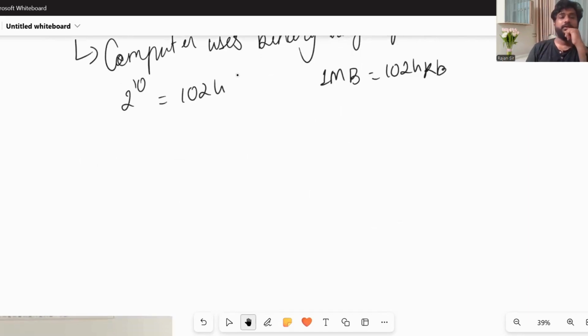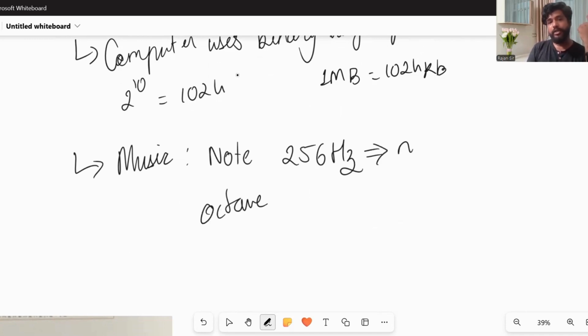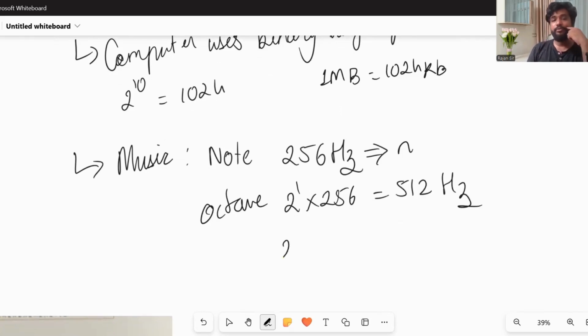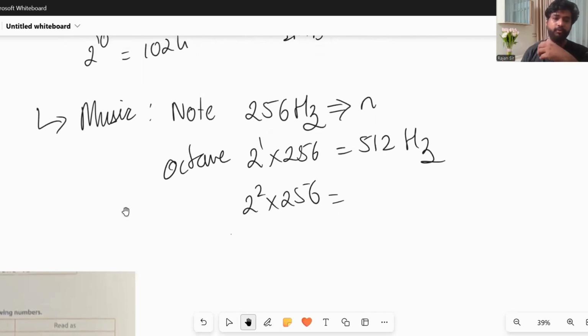If you see music also, music does the same thing. For example, if I have a note, let's say the C, the C is 256 hertz. So basically, this is one frequency. Now, if you go to the higher octave, you basically take 2 raised to 1 into 256. That is 512 hertz. Okay. If you go to the next octave, that will be 2 raised to 2 into 256. Making sense? So that is 4 into 256 in general. Okay. So yeah, we use the exponent method or the indices method in all walks of life.